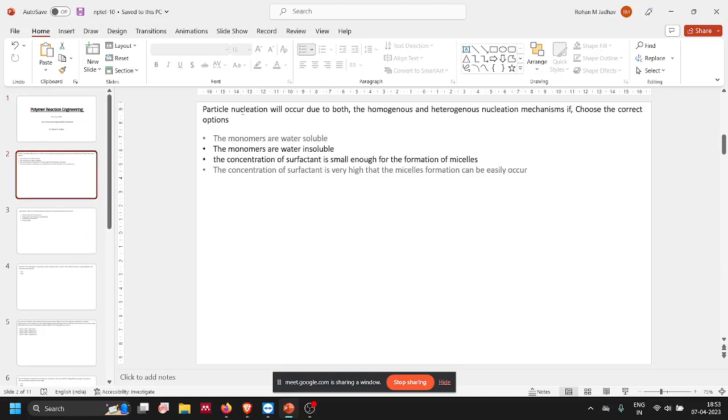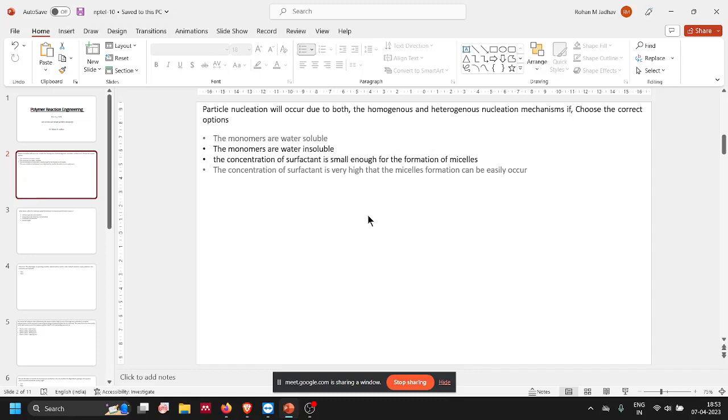First question is, particle nucleation will occur due to both homogeneous and heterogeneous nucleation mechanisms if operating under certain conditions; choose the correct options. Homogeneous and heterogeneous nucleation mechanisms are part of the emulsion polymerization process. Particle nucleation occurs in both heterogeneous and homogeneous ways, and the rate of nucleation is controlled by the radical entry into the micelles and the number of micelles inside the reactor.